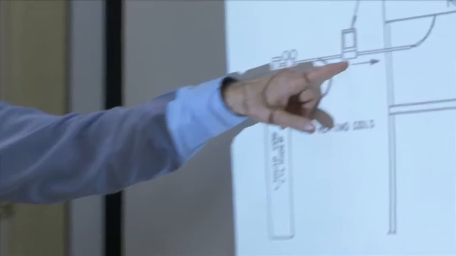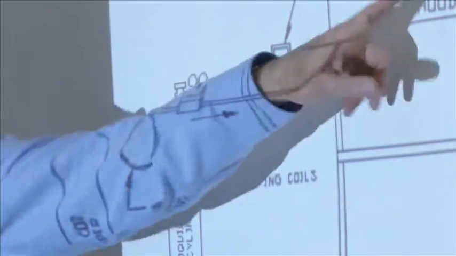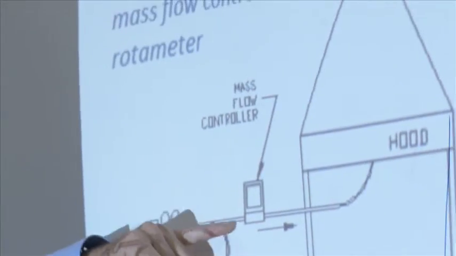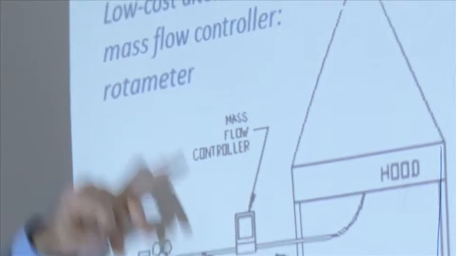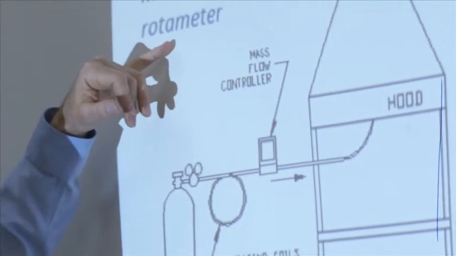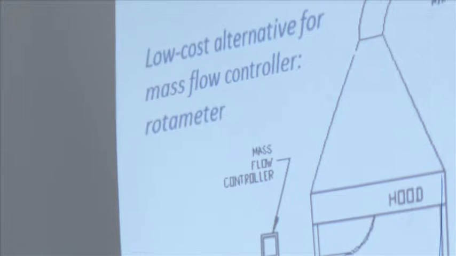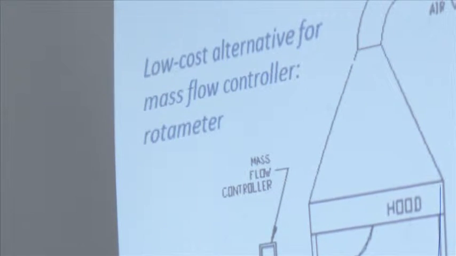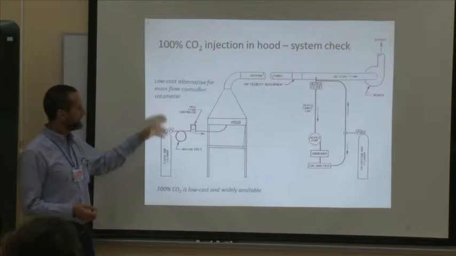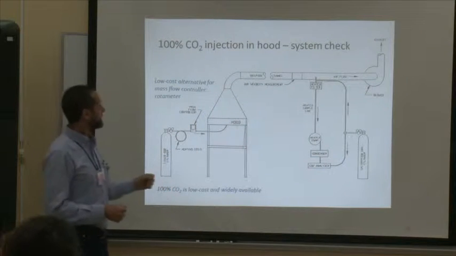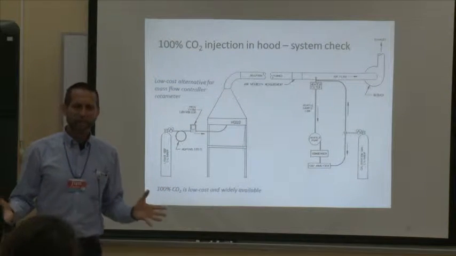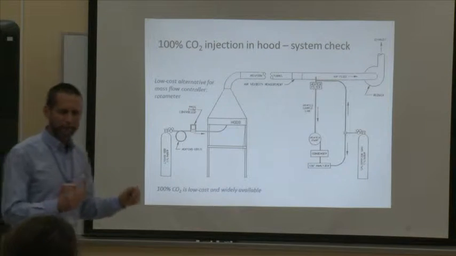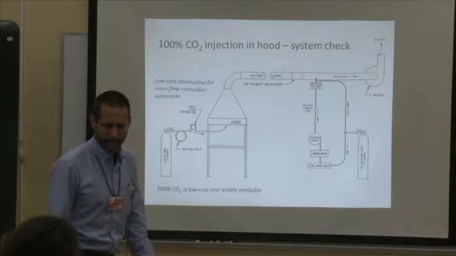We're using a mass flow controller to control the flow rate of CO2 into the hood, but a mass flow controller is expensive. I think that just a simple rotameter could be used too, and I think that would be a low-cost alternative. And this would be a way to check your entire system. Okay, so when you're checking the entire system, that means that, well, I'll come back to that before I get into that.